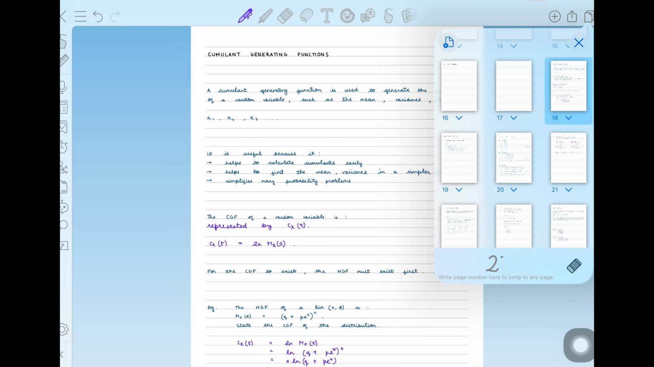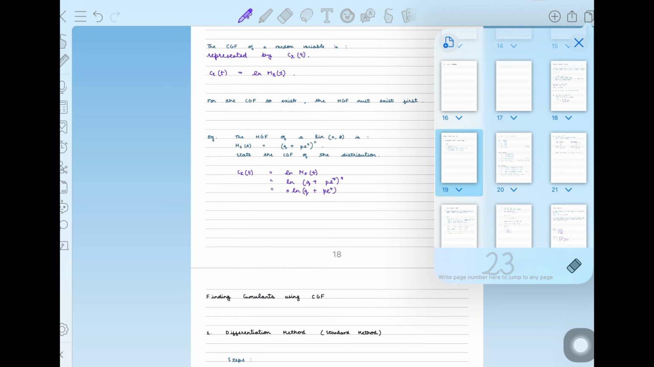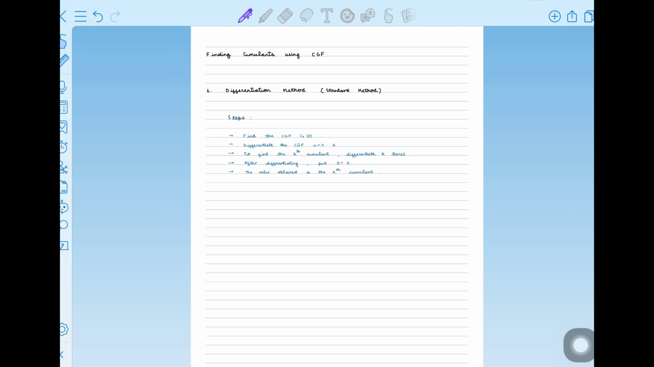Now, let's look at how to use the CGF to find cumulants. Once again, we have the same two methods, starting with the differentiation method. We find the CGF and differentiate it with respect to t. To find the kth cumulant, we differentiate k times. After differentiating, we put t equal to 0. The value obtained is the kth cumulant.